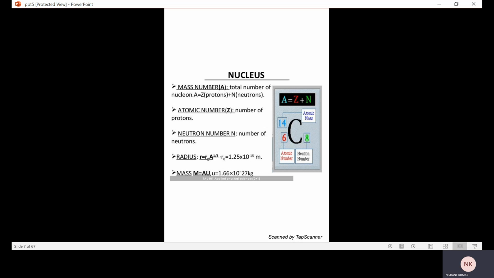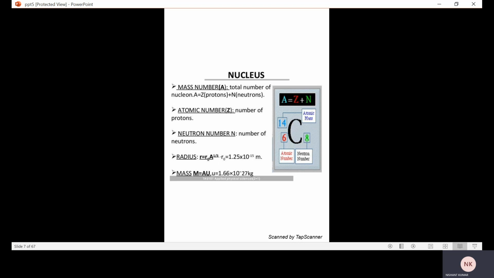The nucleus. The mass number is the total number of nucleons, or the sum of the number of protons and neutrons. The atomic number is the number of protons, or the number of electrons if the atom is neutral. Neutron number.